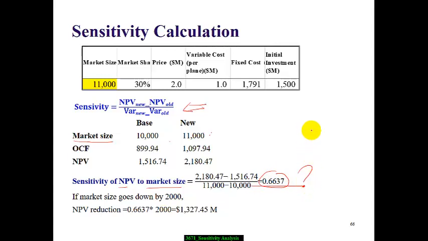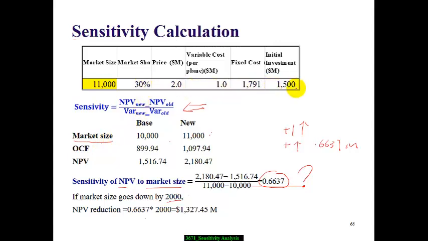This means when the global market has one more demand for the personal jet, the NPV is going to go up by $0.6637 million. Now we can use this sensitivity to predict the change. If the global market goes down by 2,000, the total net present value will be reduced by $1,327 million.